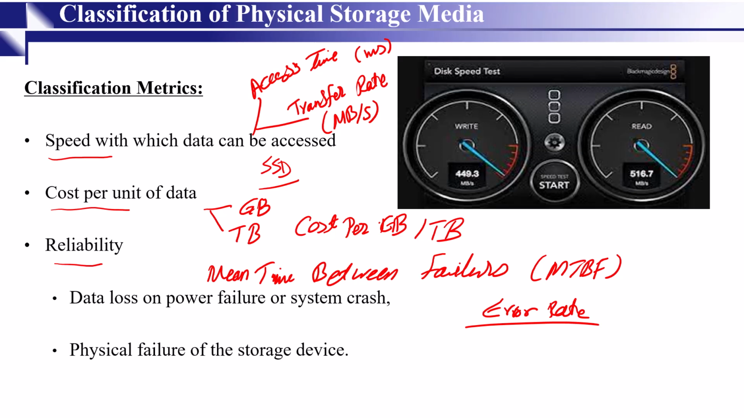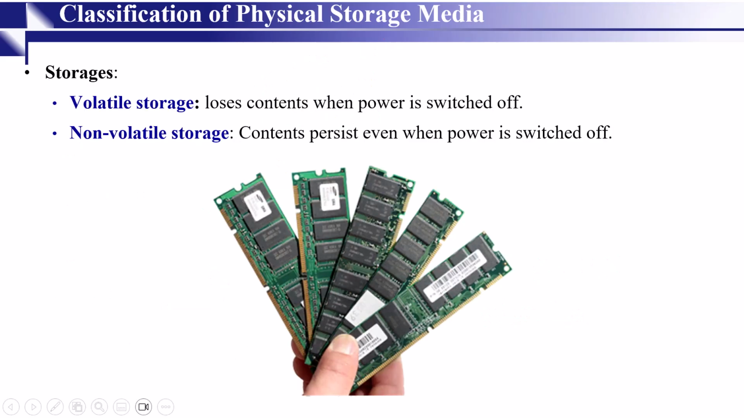Then also physical failure of a storage device. Physical failure refers to the breakdown of the storage medium itself due to mechanical failure, wear out, or external factors like overheating or physical shock. So once again, memory in a computer can be classified into two main types: volatile storage and non-volatile storage. Volatile storage loses data when power is turned off, and the example is RAM. Non-volatile storage retains data without power, and the example is ROM.